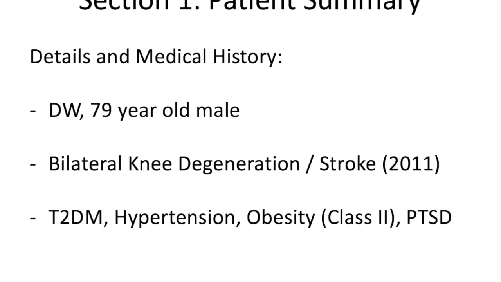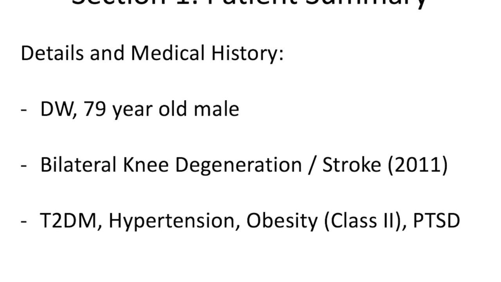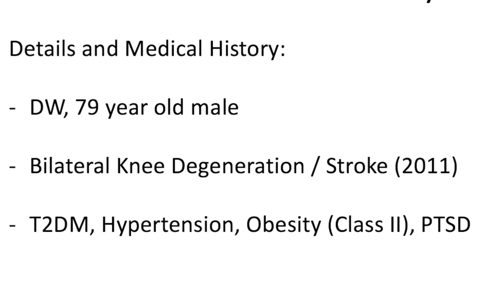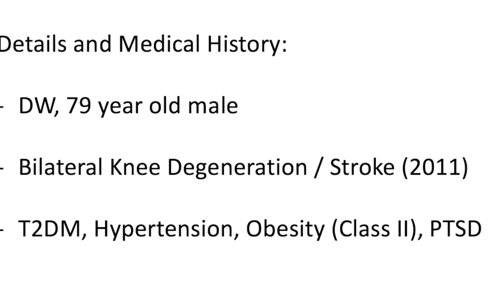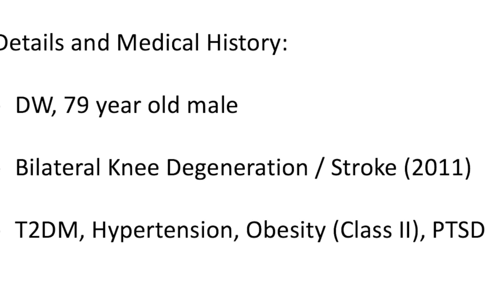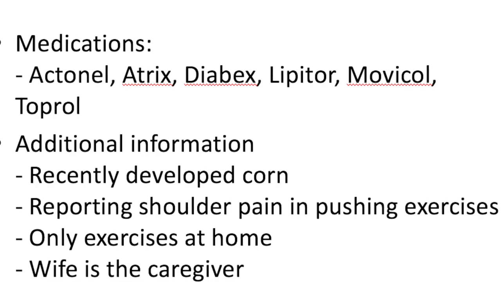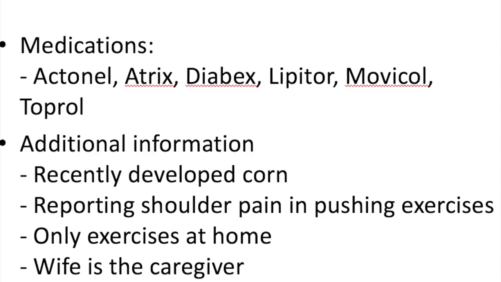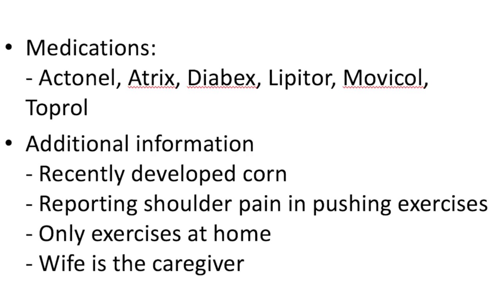DW is a 79-year-old male whose primary condition is bilateral knee degeneration and a stroke suffered in 2011. His secondary conditions are type 2 diabetes, hypertension, obesity class 2, and post-traumatic stress disorder. He is currently on Actonel once a month, Astrix 1 daily with meals, Diabex 1 in the evening, Lipitor 1 daily, Movicol 1 in the evening, Sachet at night, and Toptrol.